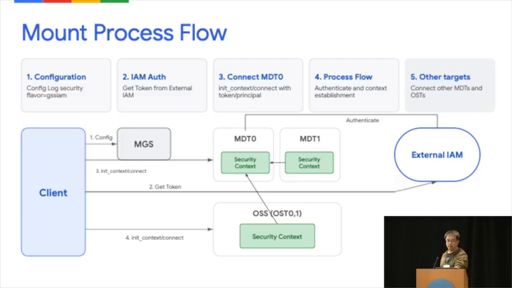So the client goes to the MGS and gets the config log. It will check whether this connection is defined as IAM. If it's defined as IAM, it goes through this process. I already explained that: go to the external IAM server, get the token, and set up the secure connection with MDT0. The next step is, after it sets up, the client will connect to other servers. Then the other servers don't need to talk to the external server again. They just talk to MDT0 with the existing connection, and then get the security context from MDT0.